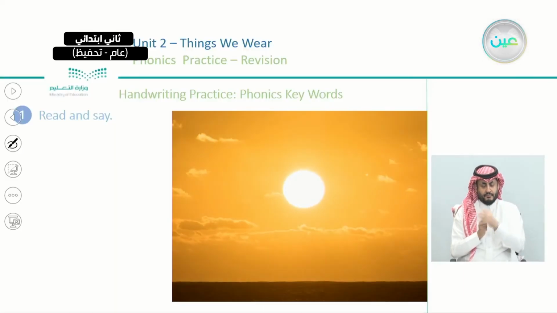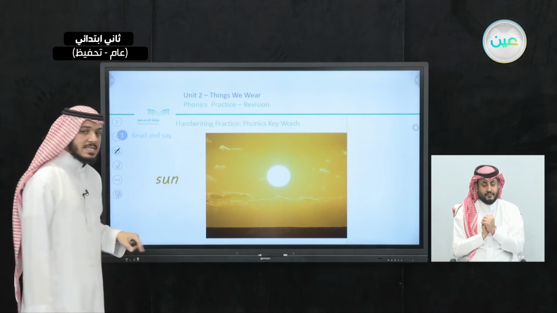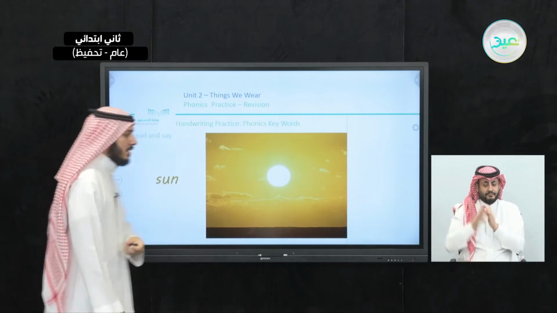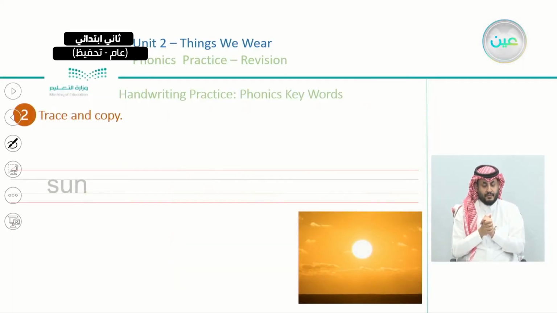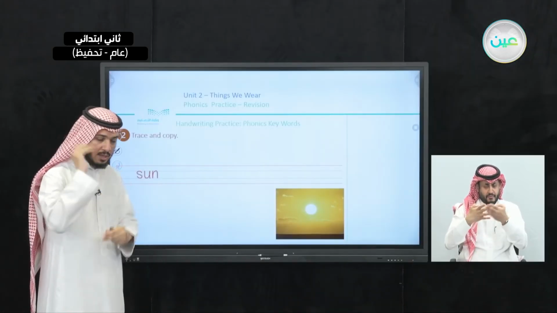After the letter R, we have S. Can you tell me what this is? Yes, it's far away. Yes, it's the sun. Excellent. So the letter S, we pronounce as sun. Now let's trace S, and the letter S is between line number 2 and line number 3. So S, then we have U, and we have N. All the letters are between line number 2 and line number 3.